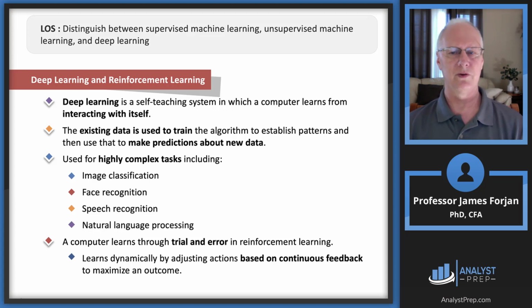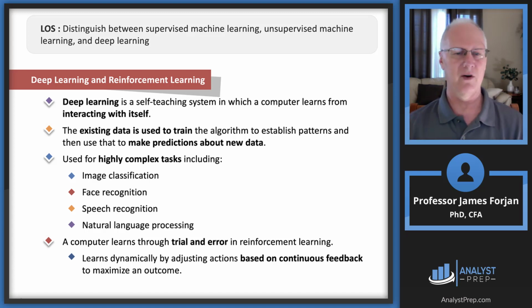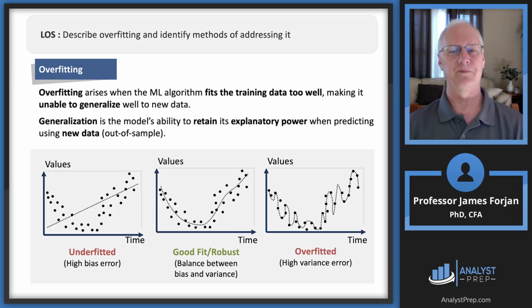The computer learns through trial and error and reinforcement learning. So this is continuous feedback. Every time there's a test, the machine learns from it, just like Arnold Schwarzenegger learned over the course of those movies.